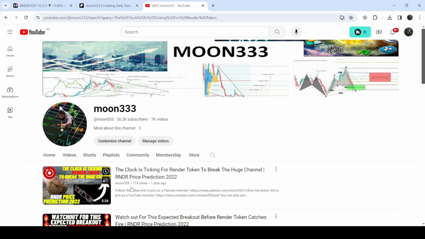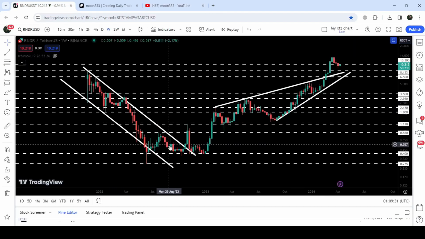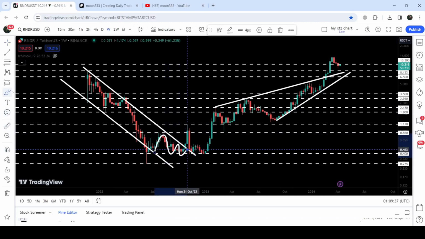And this was the video that I shared when it dropped down to a quite long-term key support of 40 cents, and the movement was quite squeezed between the support of 40 cents and the resistance of the channel. Let me show you on the live chart. When it was moving here at this support of 40 cents, you can see that the movement was quite squeezed inside this support and resistance of the channel.